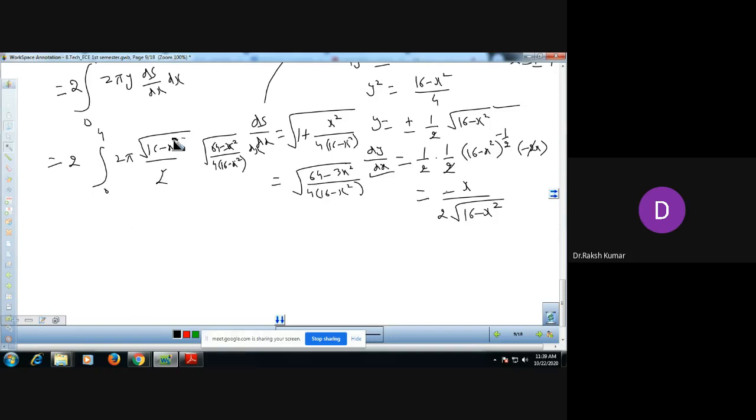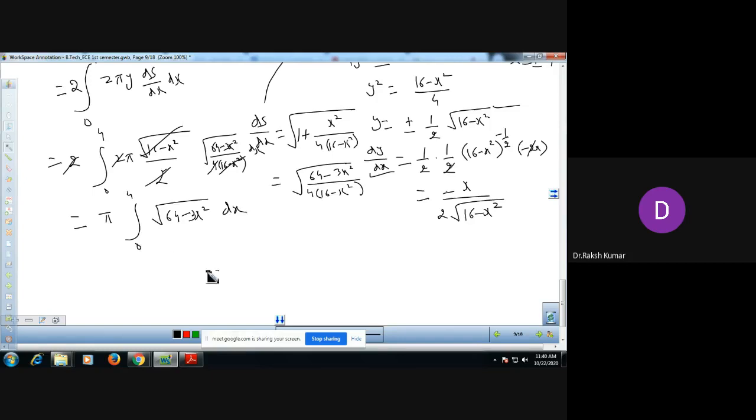You will integrate, and this value will clearly cancel with the denominator value, and this 2 will be cancelled with this 2, and this 2 will be cancelled with this 2. This is not 4, this is 2, because square root is there. So that will be cancelled. 0 to 4 under root of 64 minus 3x square dx.